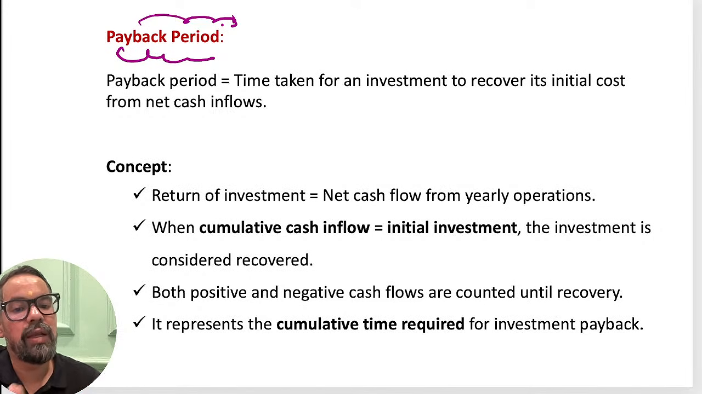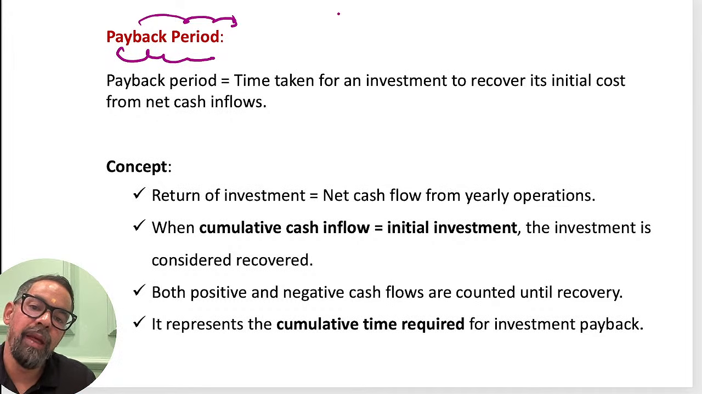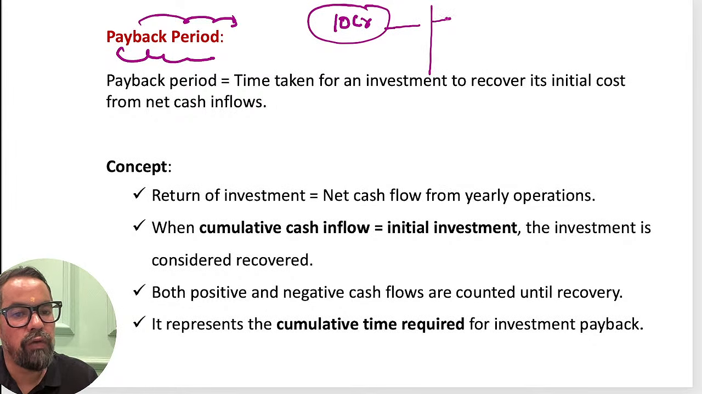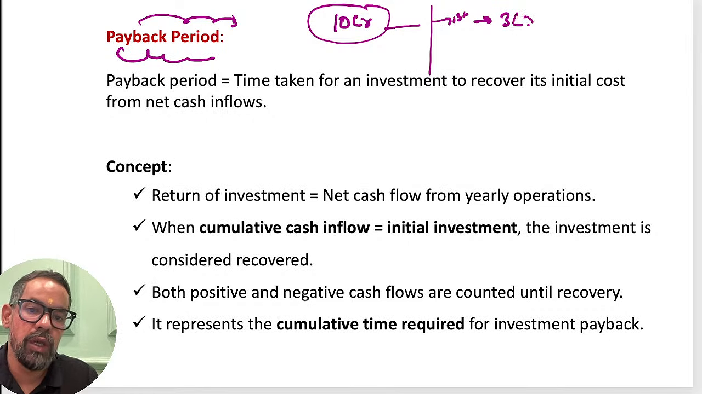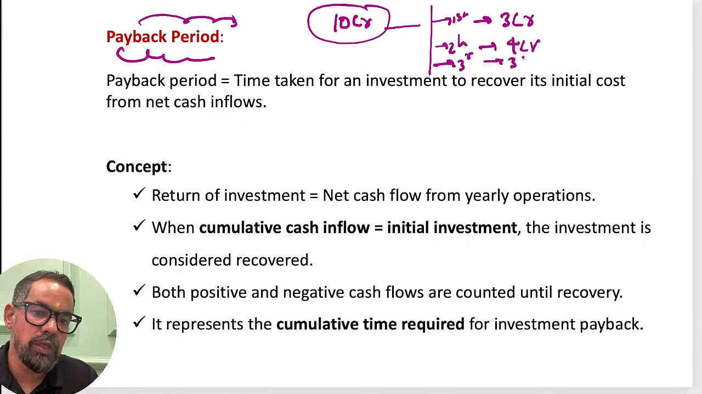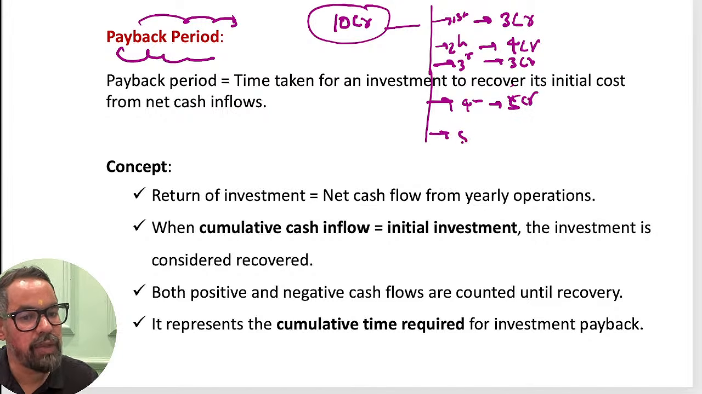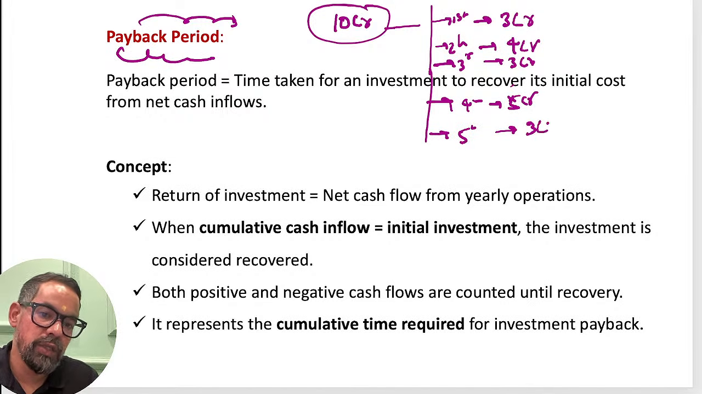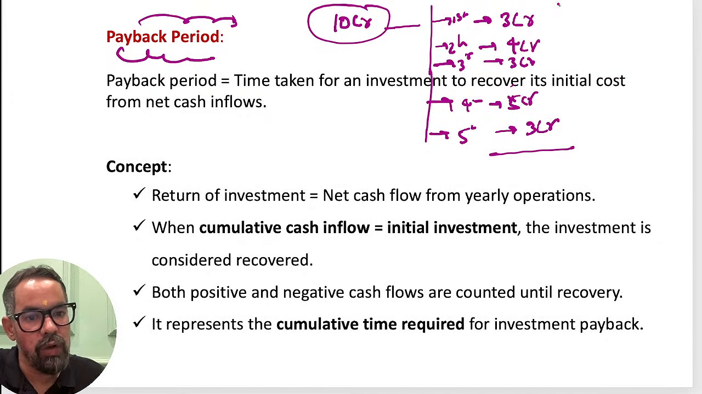So what does this method say? Do not go for this theoretical thing, just understand that let's say we are investing 10 crore rupees in a project, and this project is 5 years. In the first year it generates 3 crores. Second year it generates 4 crores. Third year it generates 3 crores. Fourth year it generates 5 crores. Fifth year it generates another 3 crores. So this is the expected outcome from this project.